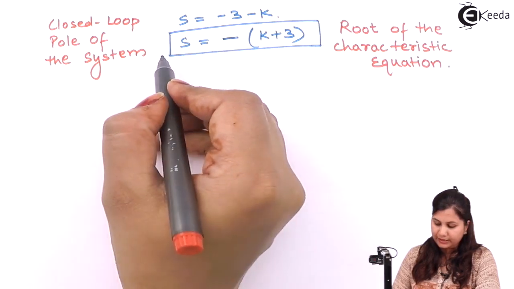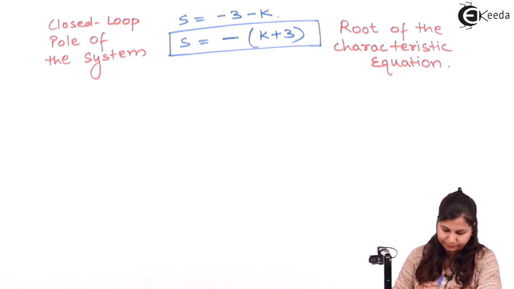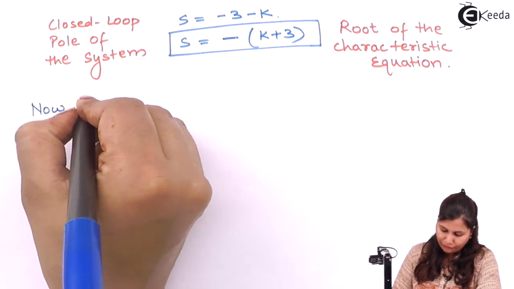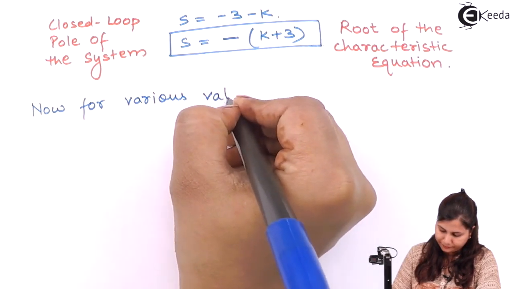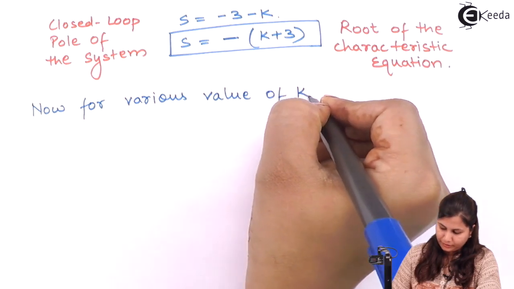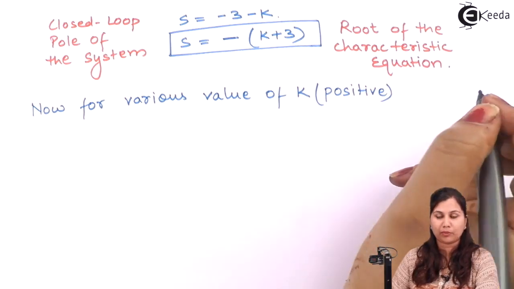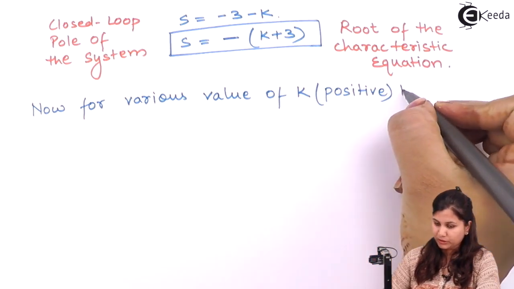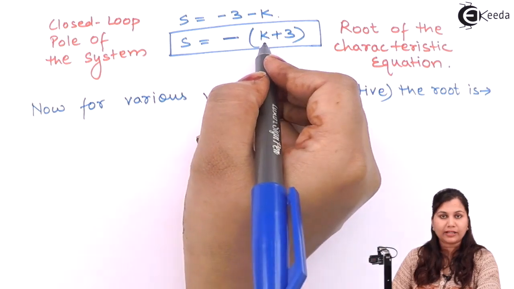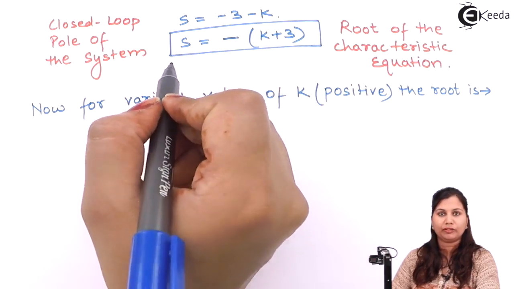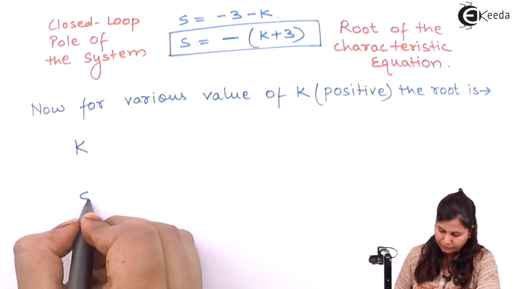Now let's calculate the value of S for various values of K. K should be positive because it is the gain of the system. So gain is always positive. We will take different values of K and then we will see what the value of this root will be. Okay, so let's form a table.